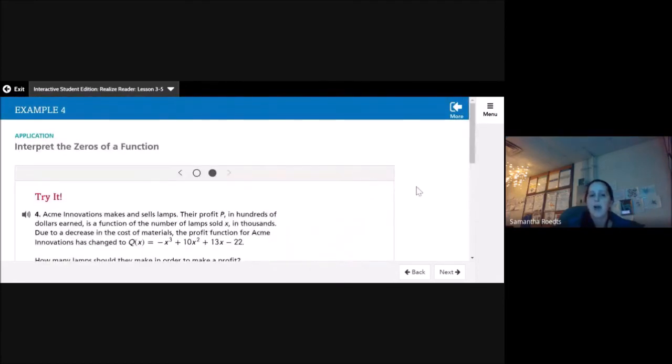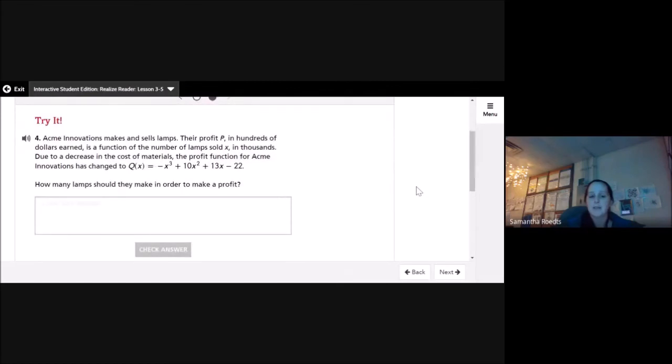Okay, so Acme Innovations makes and sells lamps. Their profit P in the hundreds of dollars earned is a function of the number of lamps sold, X in thousands. Due to a decrease in the cost of materials, the profits function for Acme Innovation has changed to Q of X equals negative X cubed plus 10X squared plus 13X minus 22. How many lamps should they make in order to make a profit? Okay, so I need to find the zeros for this function.